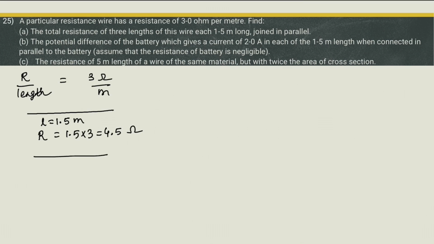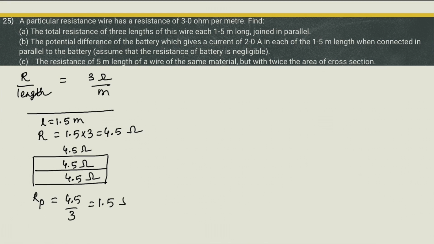And then three such resistors are connected in parallel. So each wire is of resistance 4.5 ohm. They are connected in parallel. So Rp is equal to 4.5 upon 3, 1.5 ohm. Okay. So when three such wires of length 1.5 meter are connected in parallel, the equivalent resistance is 1.5 ohm.